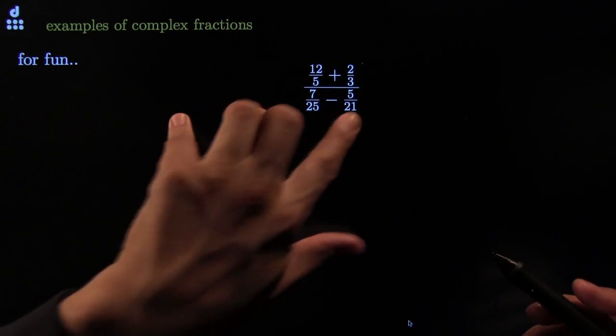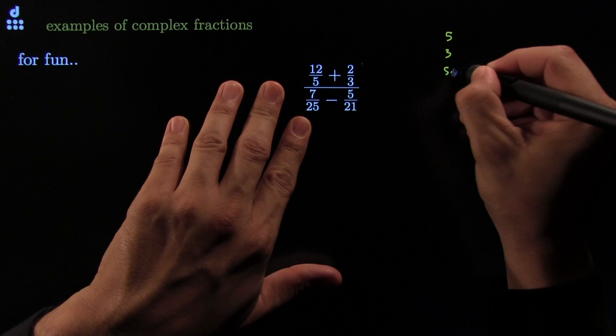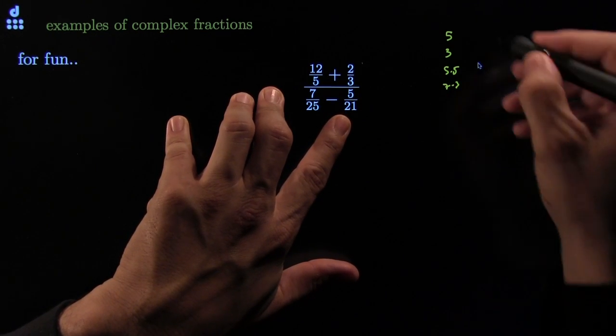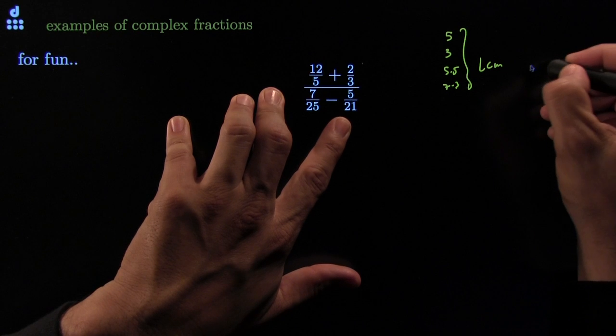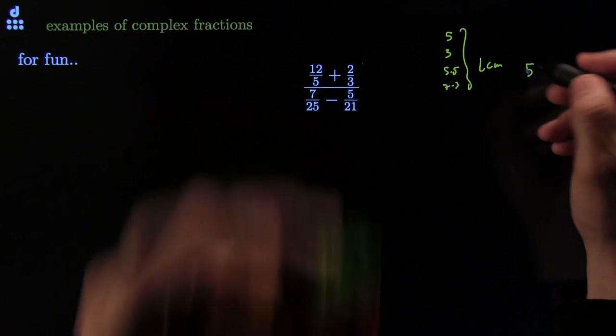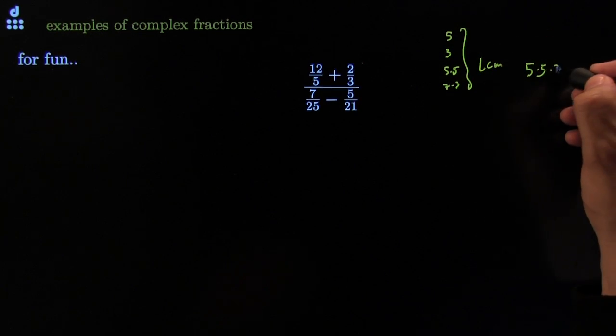I got a 5 and a 3, 25 and a 21. I got 5, I got a 3, I got a 5 and a 5, I got a 7 and a 3. So the LCM would be, I need a 5. I'm doing this kind of stuff right now where you try to find the LCM for all these. I need 2 5s. That takes care of these ones. I need a 3 and I need a 7.